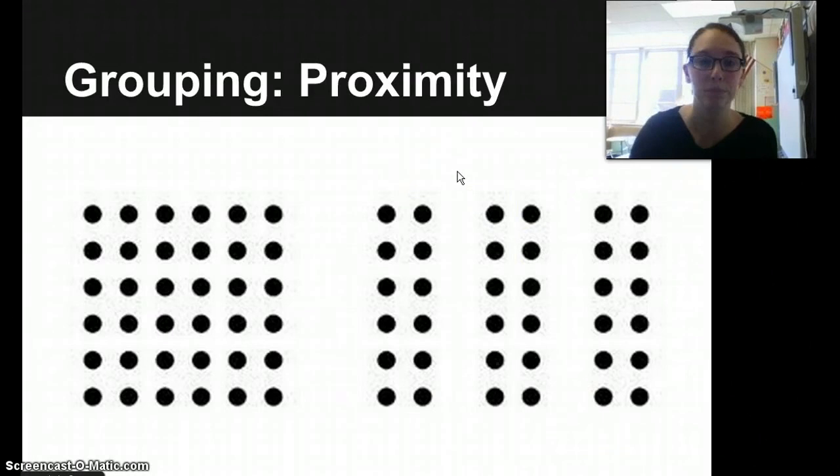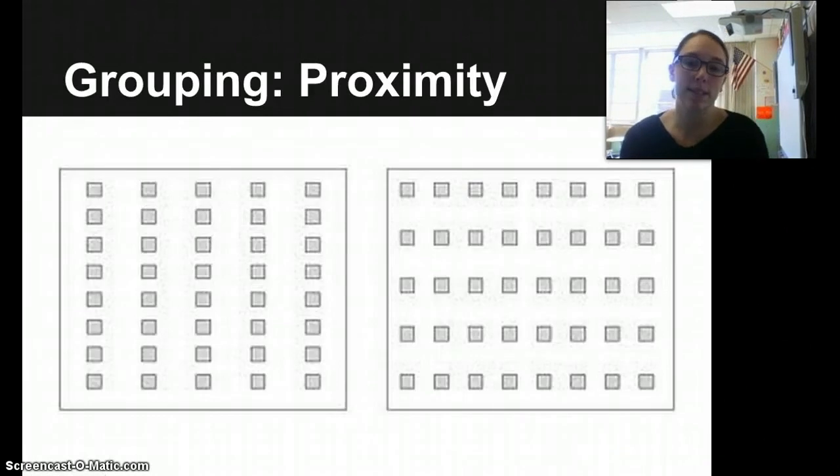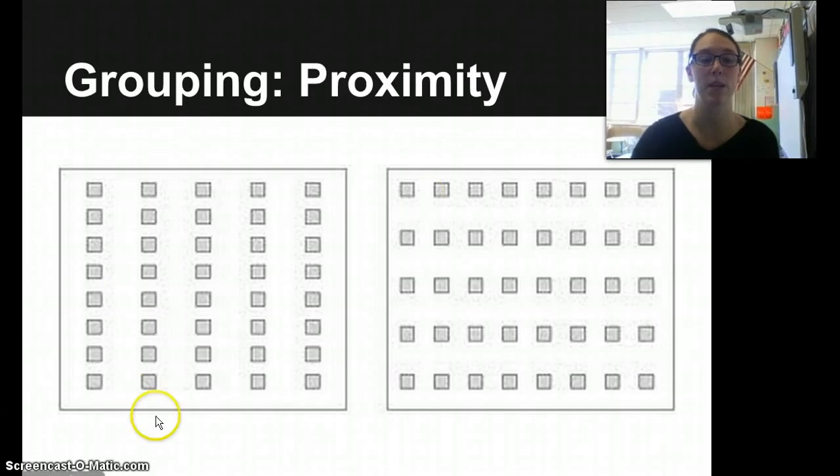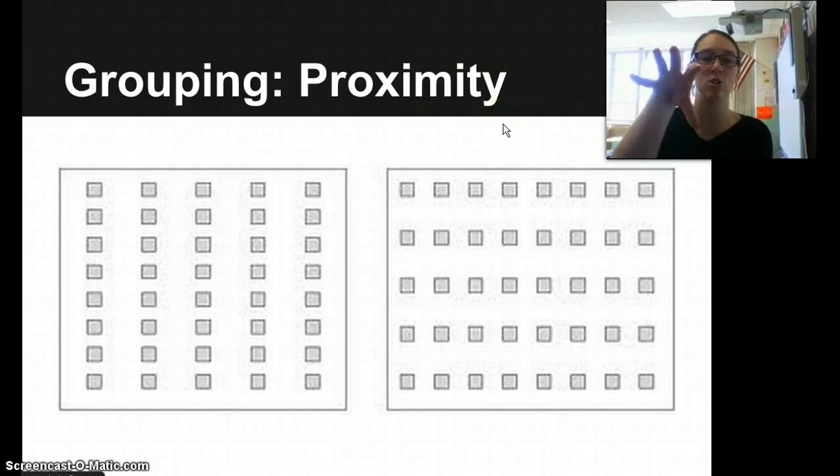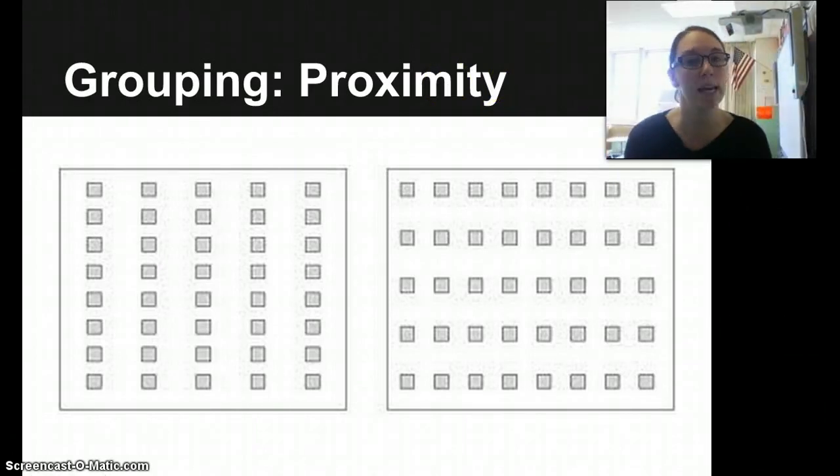Now, this is showing the same thing, only here we're seeing how proximity changes whether we see something in terms of columns as opposed to rows. Because in the first image, those squares are closer together vertically, we're going to perceive them as columns. In the second image, we've just taken that square and we've turned it, and now we're going to see it as rows, because again, the squares are closer together horizontally as opposed to vertically. And you can try on this one especially.